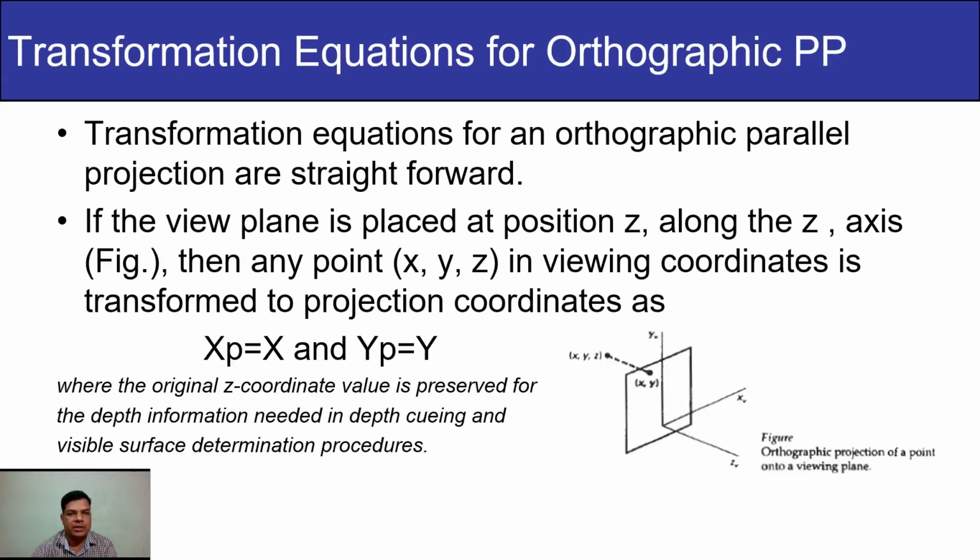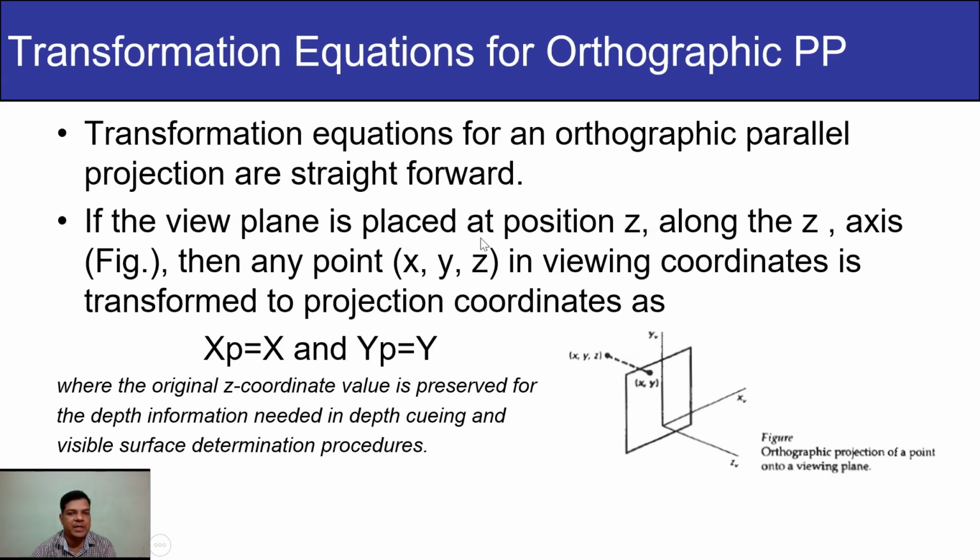Now here we can see the transformation equations for orthographic parallel projection. In the figure you can see a point P, which is represented in the coordinate system as P(x, y, z). In projection we are dealing with three-dimensional objects, so we have all three coordinate axes, x-axis, y-axis, and z-axis. This dashed line is the projection line, which falls on the view plane, and we get the picture of the image. So the coordinates x, y, z have been transformed to x, y.